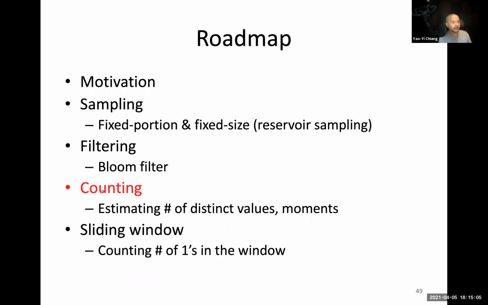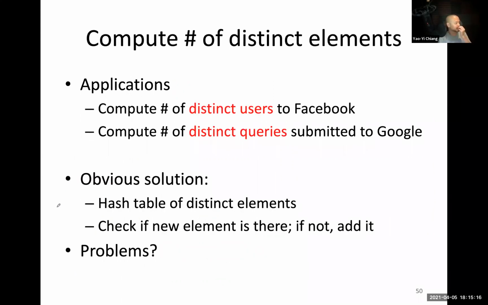So the next topic I want to talk about is counting. We want to be able to count elements in your data stream. So what does counting mean? The first type of counting is to count the number of distinct elements that we have seen so far. It could be the number of distinct users to Facebook in the previous 10 hours, or the number of distinct queries submitted to Google in the last 2 days, right?